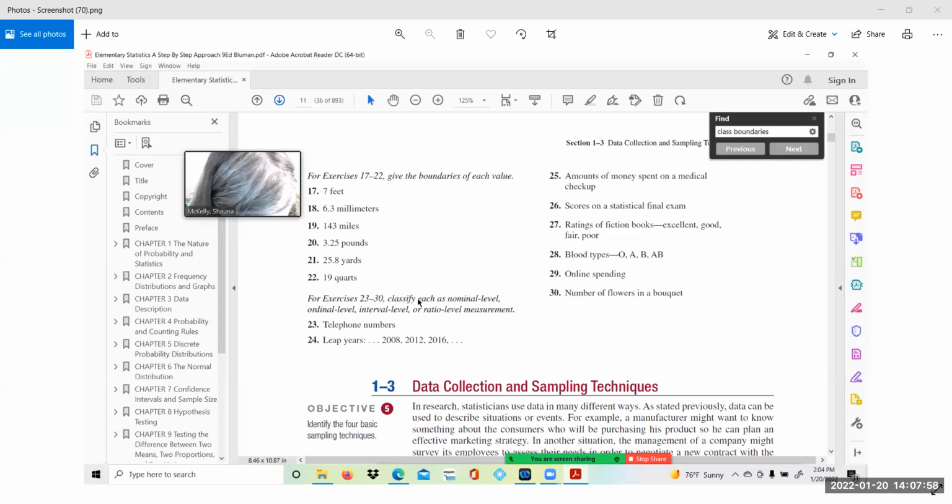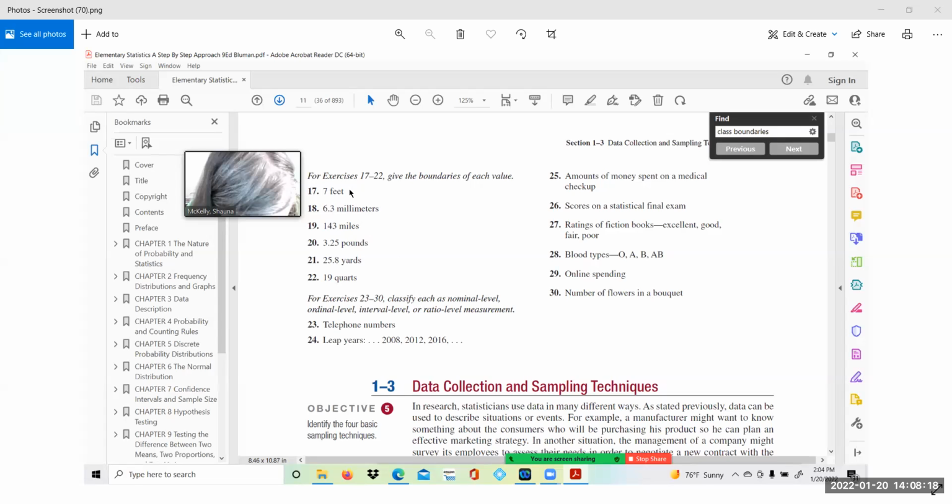So let me share my screen at this time and show you the actual page from the book. So here are the exercises in question. For exercises 17 to 22, give the boundaries of each value. So here they've given us a measurement, and we need to find the upper and lower limits of that measurement.